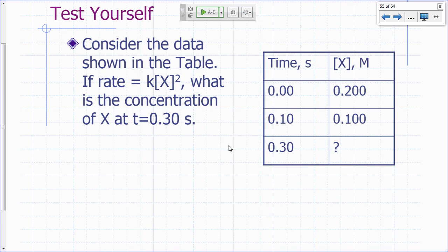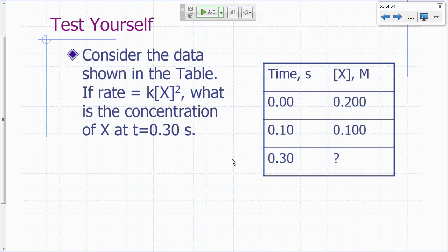Let's look at this one. We got way too many questions for this part of the lesson, huh?